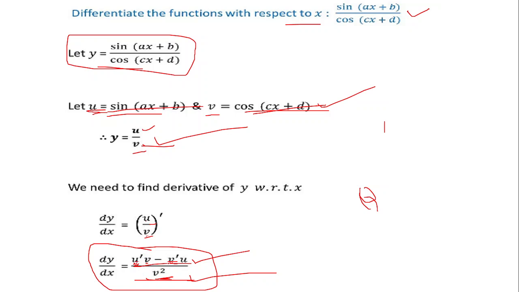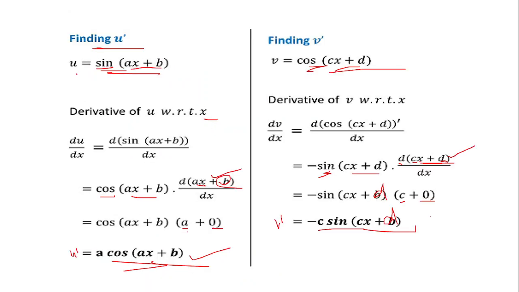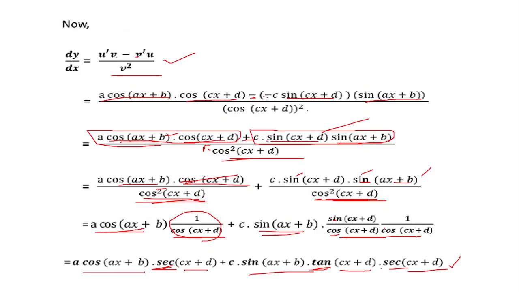So I need to find u dash and v dash. I know u is sine, v is cos, so I need to differentiate here. So I got u dash and v dash, and I will substitute in this equation. While substituting, don't make a mistake. When there is a negative term, please use brackets. Then you will never make a mistake, and divide the denominator for both terms, taking them separately.